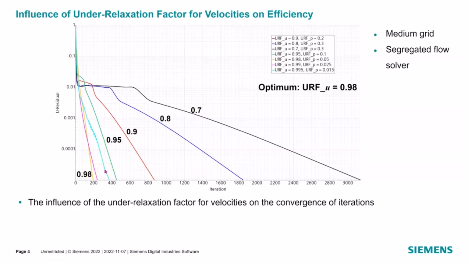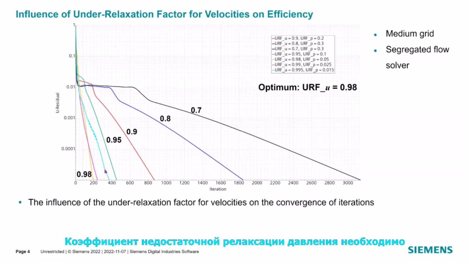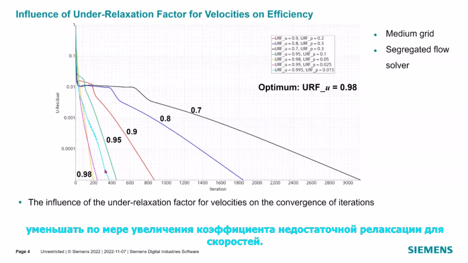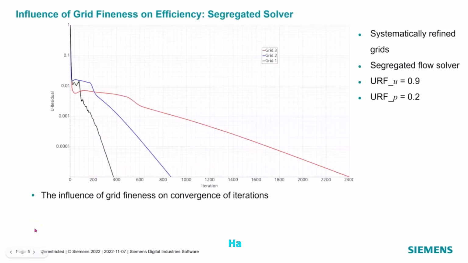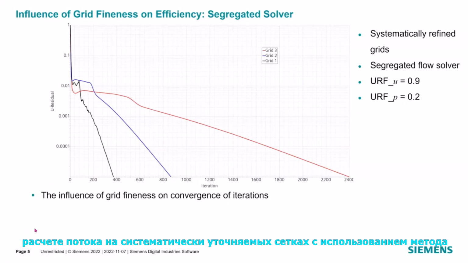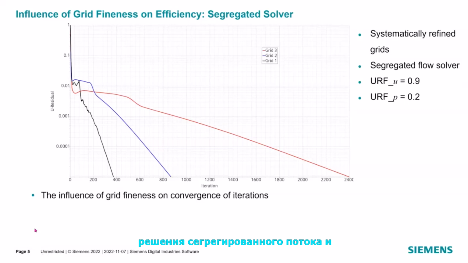The under-relaxation factor for pressure needs to be reduced as the under-relaxation factor for velocities is increased. The nearly optimal relation is under-relaxation factor for pressure equal 1 minus under-relaxation factor for velocities. This plot shows the influence of grid fineness on convergence of iterations when computing the flow on systematically refined grids using the segregated flow solver and the under-relaxation factor for velocities set to 0.9 and for pressure to 0.2.